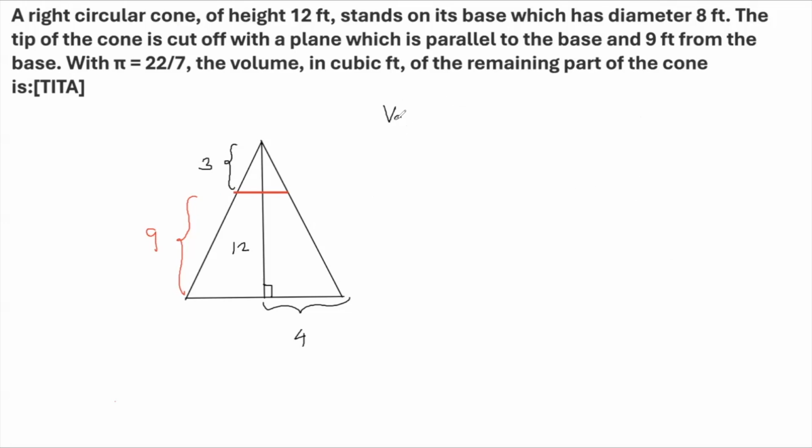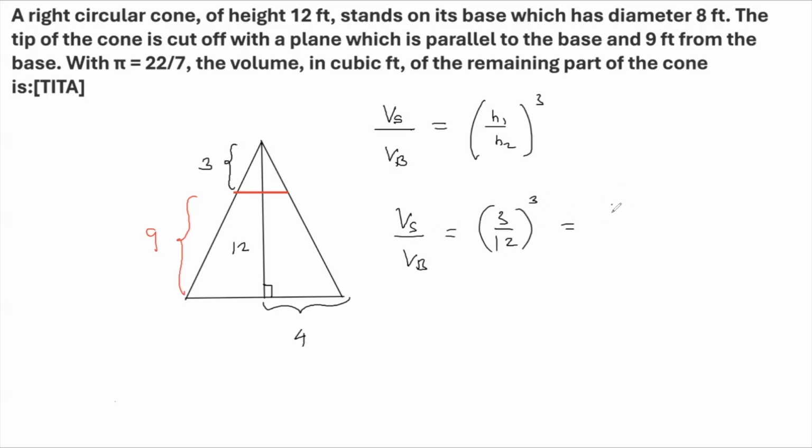The volume of the smaller cone upon the volume of the bigger cone. This ratio is the cube of the ratio of their heights, or the ratio of the radii, right? Here we have the ratio of heights, so the ratio of their heights is 3 by 12. So the ratio of the volume will be 3 by 12 cubed. Well, 3 by 12 is 1/4. 1/4 cubed is 1 by 64. So the ratio of their volumes is 1 to 64.